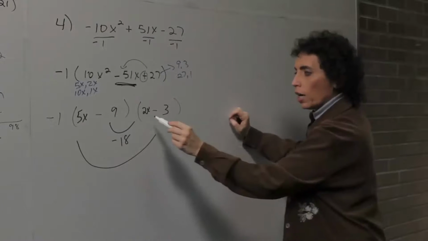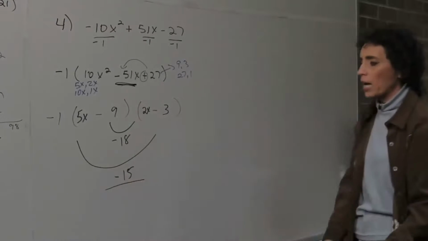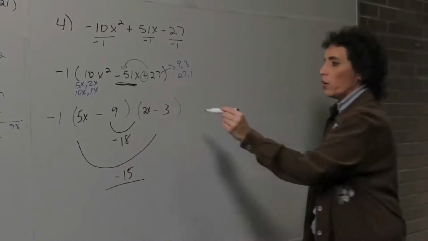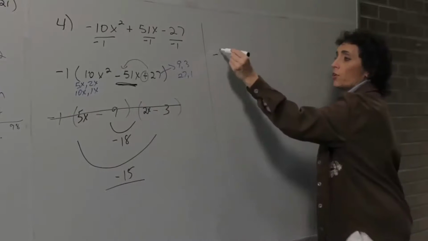Okay? And this is negative 15. So that's clearly not big enough. I don't even have to add that. So I know it's not going to work that way. So I'm going to try again. Ready? It's okay.